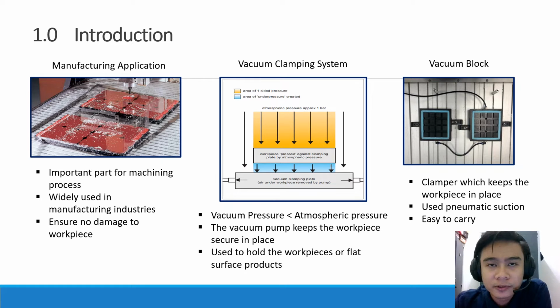Okay, next is the vacuum blocks. The vacuum block is more relatable to my project title, which is designing new shapes or forms of vacuum blocks. The vacuum block, which keeps the workpiece in place, is one of the most important pieces of the vacuum clamping system. The vacuum block uses pneumatic suction to retain materials or workpieces during machining. The vacuum block is portable: the lighter the material used, the easier it is to carry.